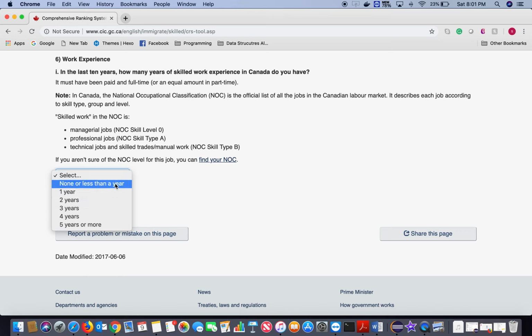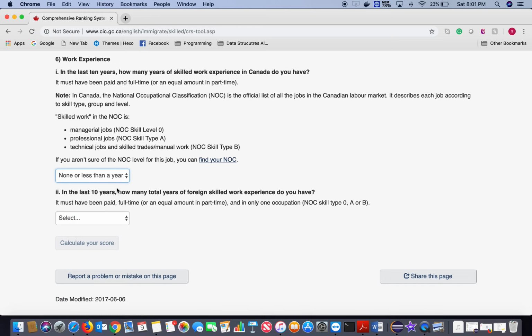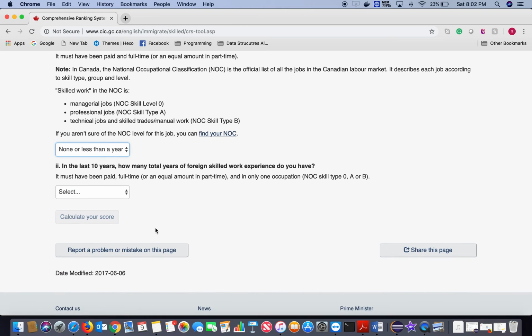So if you do not have any Canadian work experience while physically being present there, you have to select none or less than a year. Now, the next question is where the majority of the candidates would qualify.